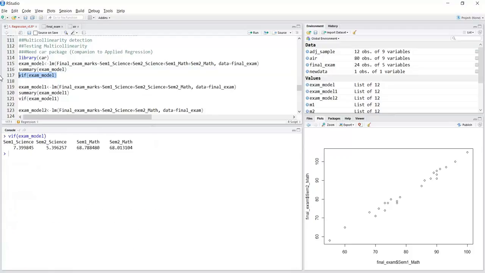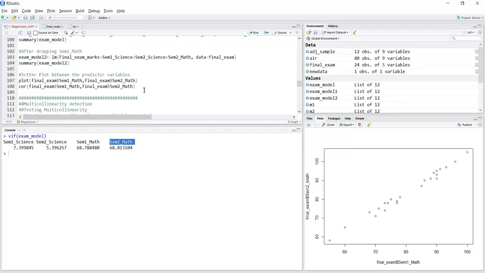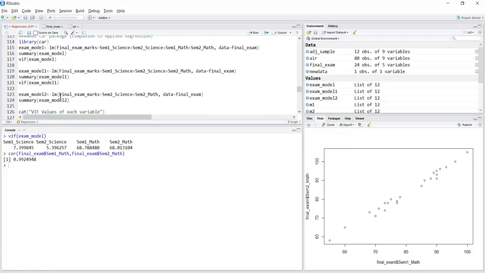VIF of more than 5 means dangerous. VIF of SEM1 is also high, SEM2 also high, SEM1 math, SEM2 math. We have already observed SEM1 mathematics and SEM2 mathematics are anyway related in this graph, or even when we found the correlation, we found their correlation also to be really high. SEM1 mathematics and SEM2 mathematics, 95% correlation. But anyway, we will not use correlation for detecting multicollinearity. We will use VIF value, VIF of exam model.